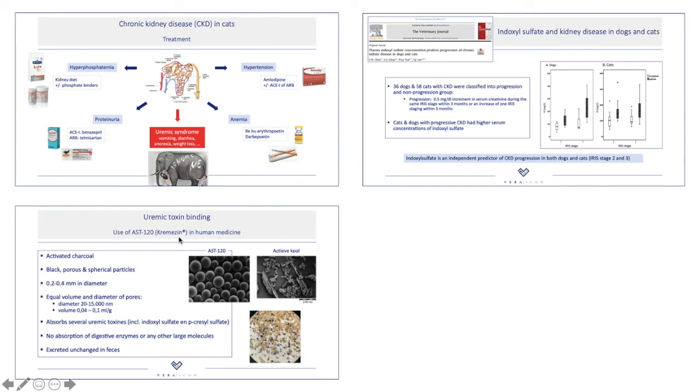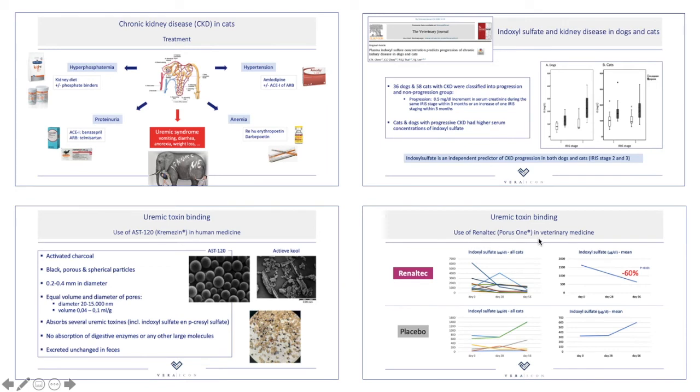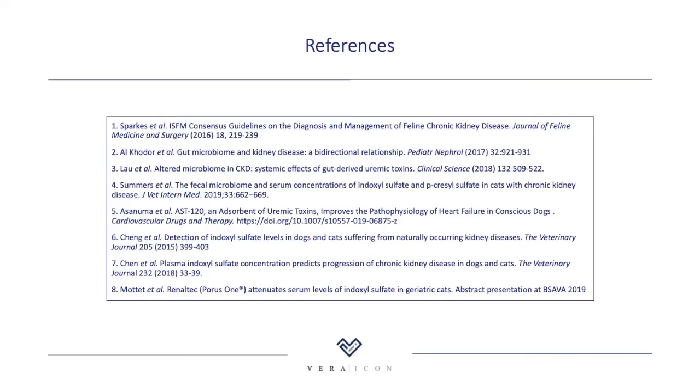We know from human medicine that there is a product that can bind these uraemic toxins. The product is called Kremezin, and we now have in veterinary medicine a product called Poris-1, with the active being Renaltec, for which a study has shown that indoxyl sulfate levels in geriatric cats go down if you treat them with a daily dose of 0.5 grams per day.